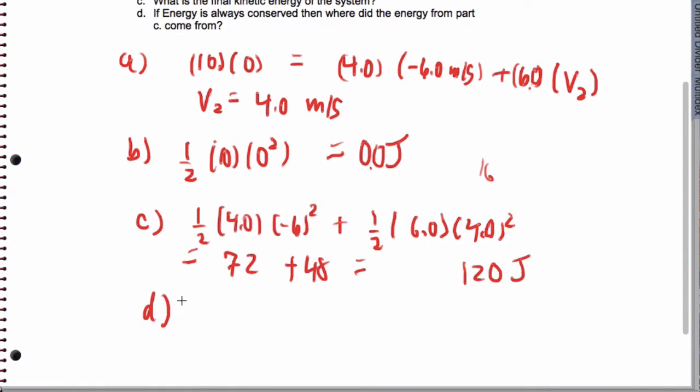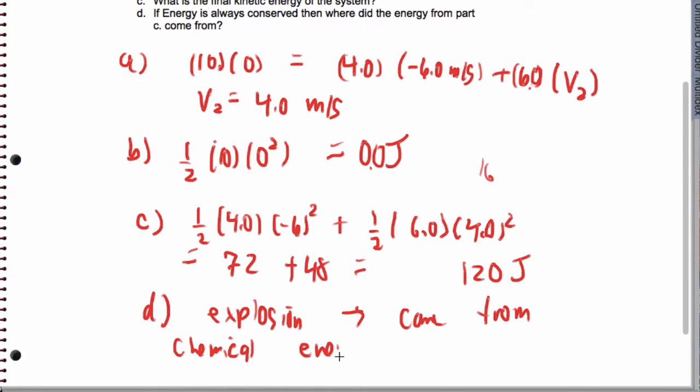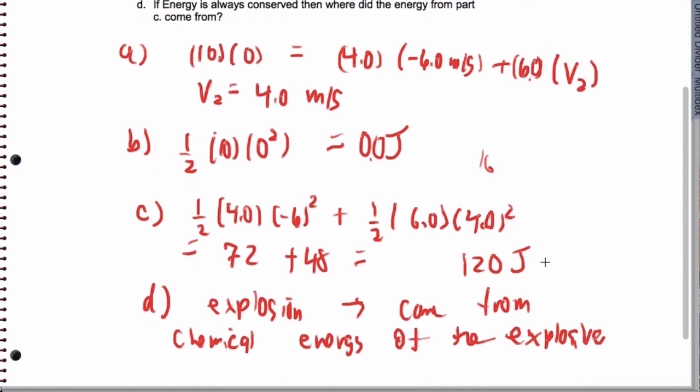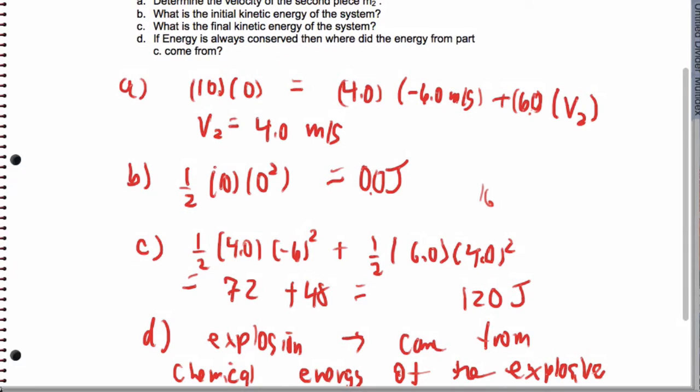So where did this energy come from? This energy came from the explosion. And if you want to know where that energy came from, it came from the chemical bonds, the chemical energy of the explosive. So there's a chemical potential energy that we'll actually get to when we deal with electrical energy and some of the stuff from later this semester and into next year. So that's question number 5.